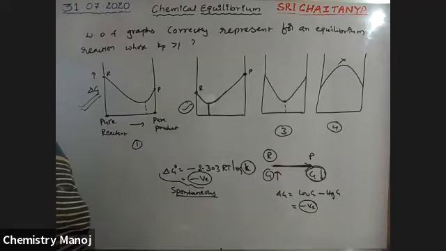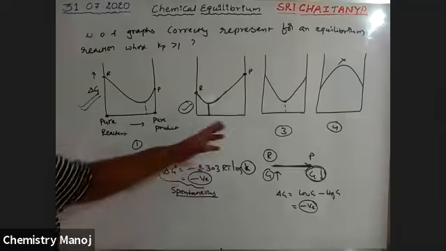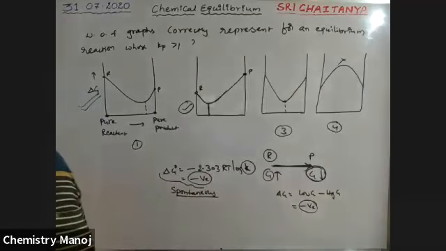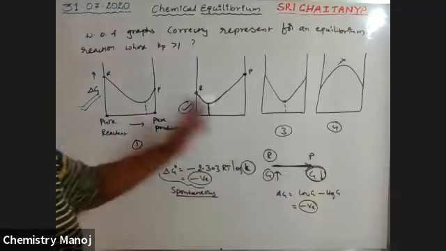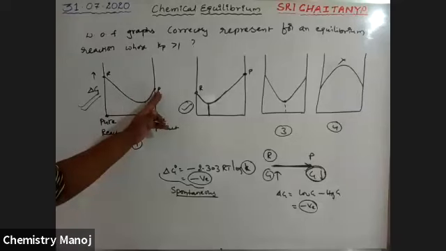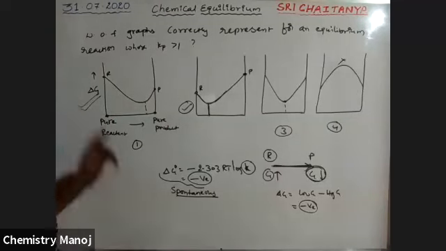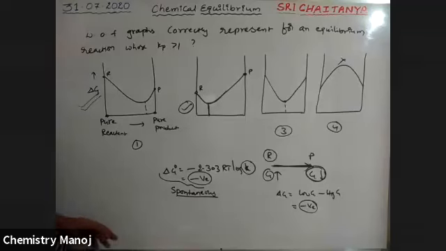Yes, correct, my dear boys. Sorry, it is correct, option 1, because the product G value should be less than that of the reactant G value. So this is the product G value, this is the reactant G value. Therefore, it is correct. Yes, Siddharth, you are correct. This is very, very important.